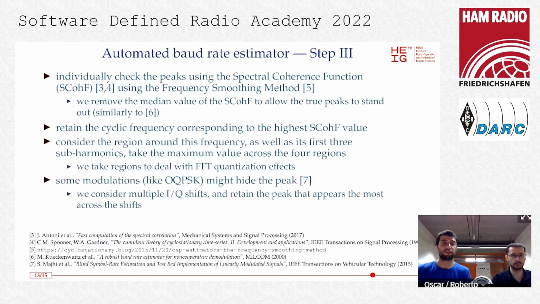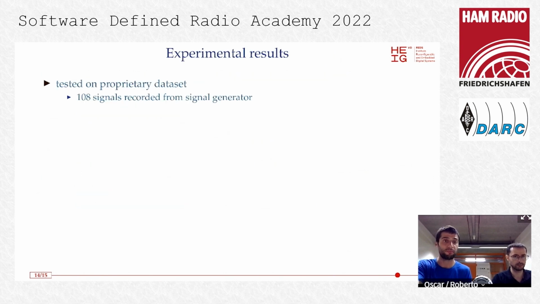There's still a problem because some modulations, like OQPSK, might hide the peak. So there's an additional processing step, which considers multiple shifts between the I and Q component, and we retain the peak that appears the most across the whole set of shifts we perform, and this allows us to detect the symbol rate also for those modulation types.